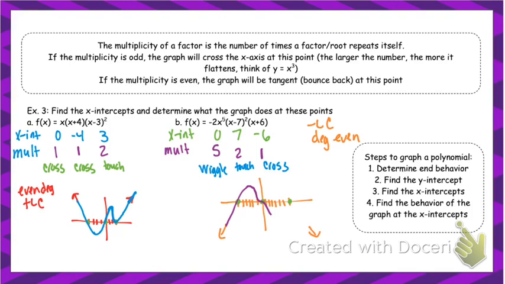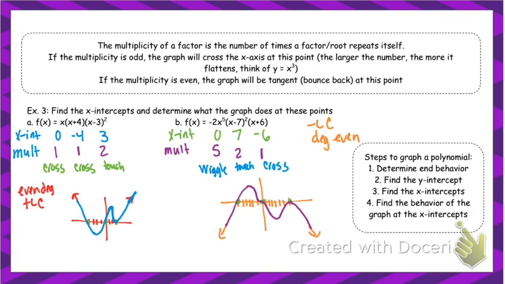Again, it's kind of the difference between y equals x and y equals x cubed. Then at the value of 7, when x is 7, I'm going to touch that point. So touch that point, go back, and end where my arrow was.